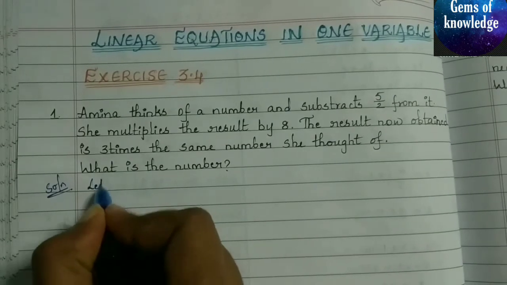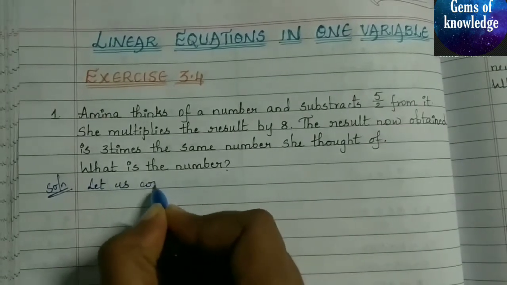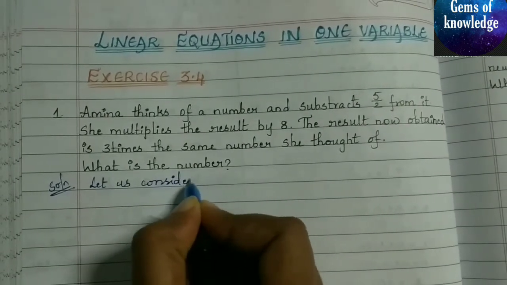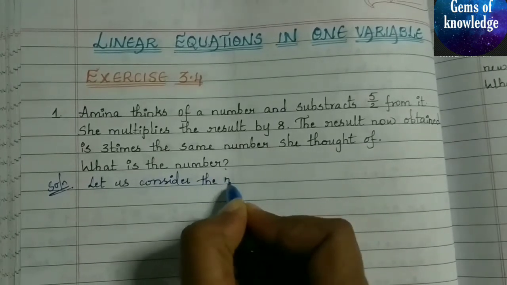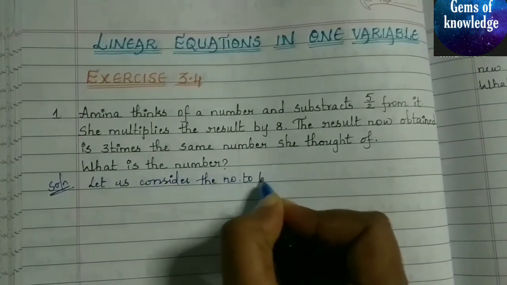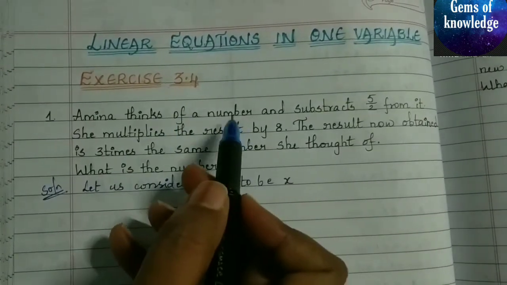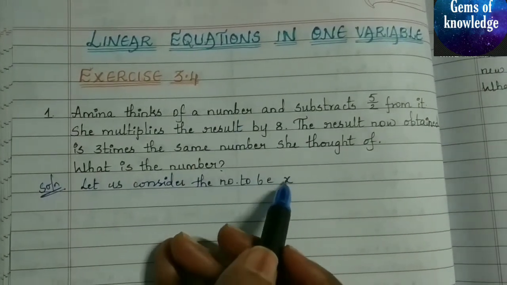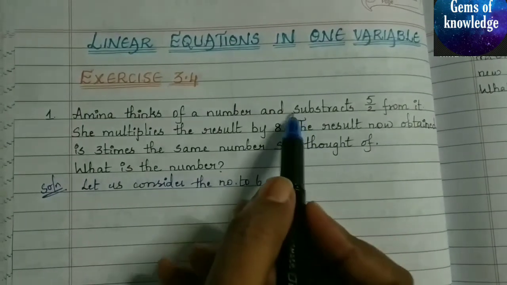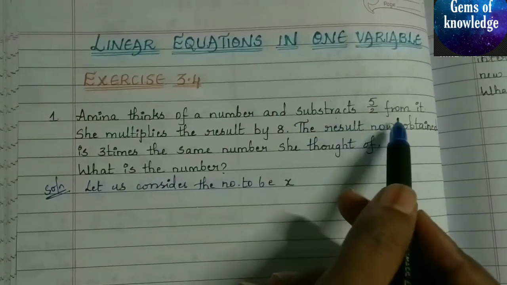Let us consider the number to be x. Okay, so we don't know what is that particularly that number, so we are taking that number as x. Okay, next, and subtract 5 by 2 from it.